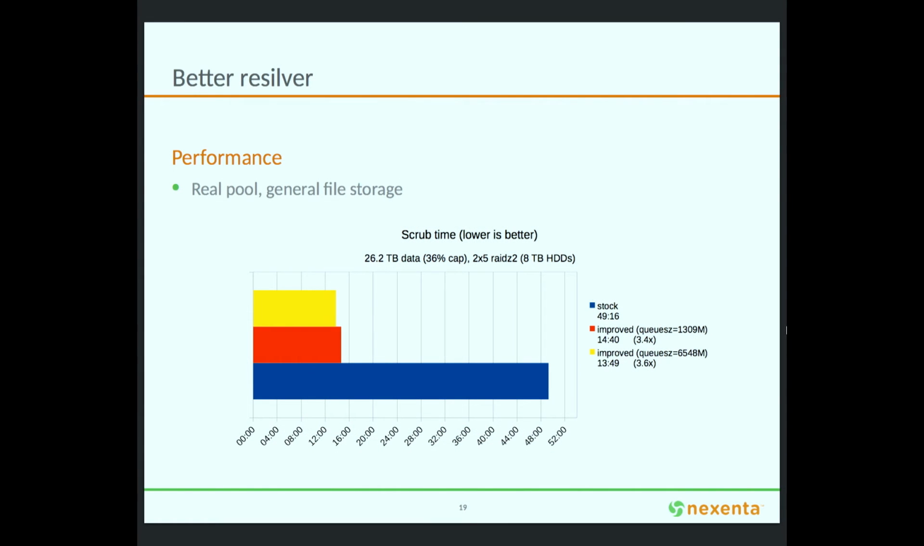This is a general purpose file store server that we have at Nexenta, about 26 terabytes of data running on 10 8-terabyte drives. And the regular Resilver takes about 2 days. Or scrub, actually, in this case. It's easier to test scrub than Resilver because you don't have to take drives out. But this pretty much was done to test what the queue size parameter affects.